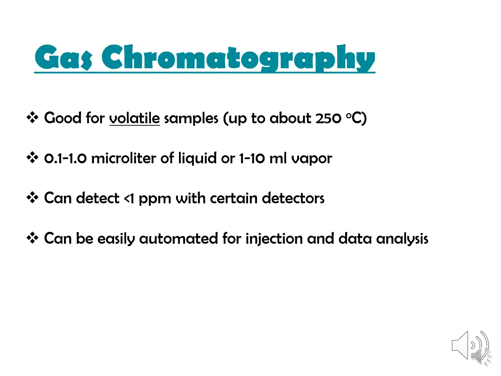So for gas chromatography, this is going to be good for volatile samples. Things that are going to be able to be volatilized up to about 250 degrees. Things that are going to break apart with heat, or things that are not very volatile are not necessarily good candidates for gas chromatography. Usually you're injecting 1/10 to 1 microliter of liquid, which is going to be vaporized to 1 to 10 mils of vapor. And you can detect usually less than 1 ppm with certain detectors.